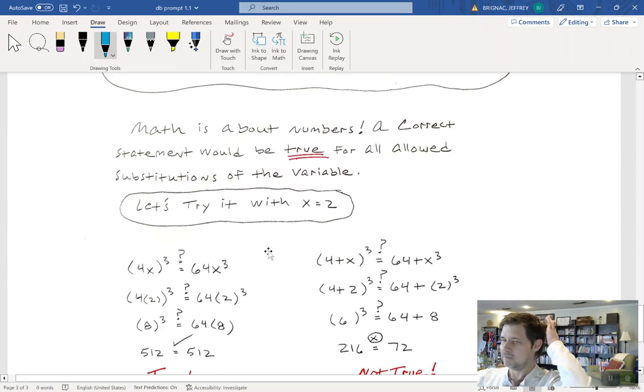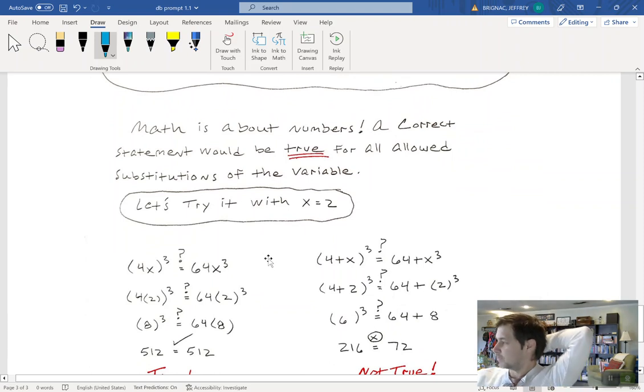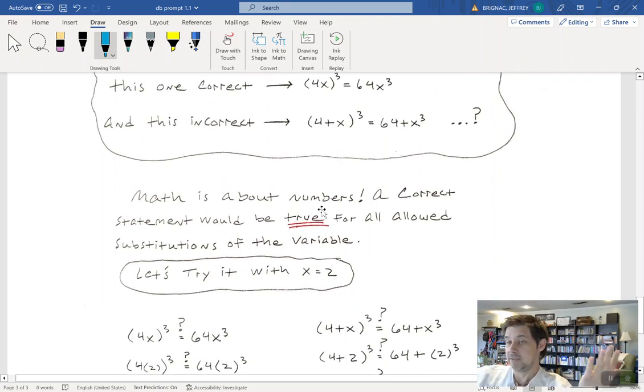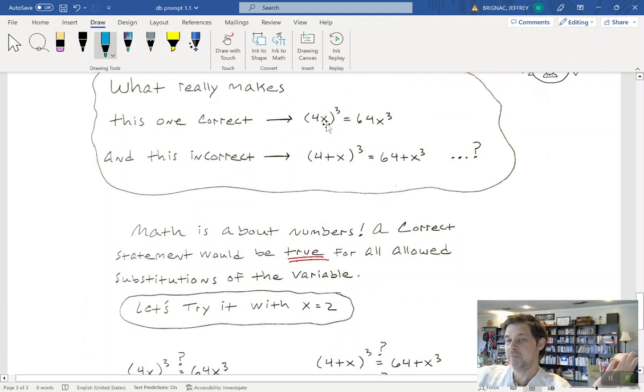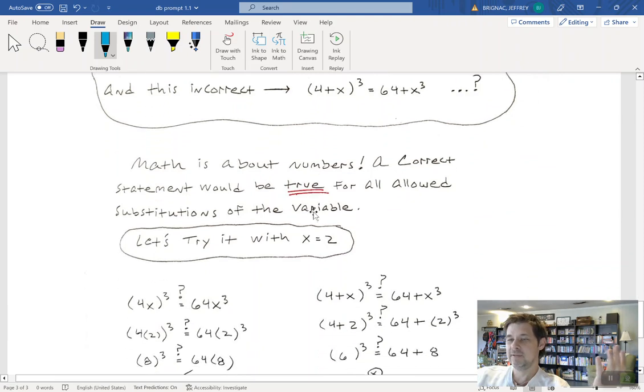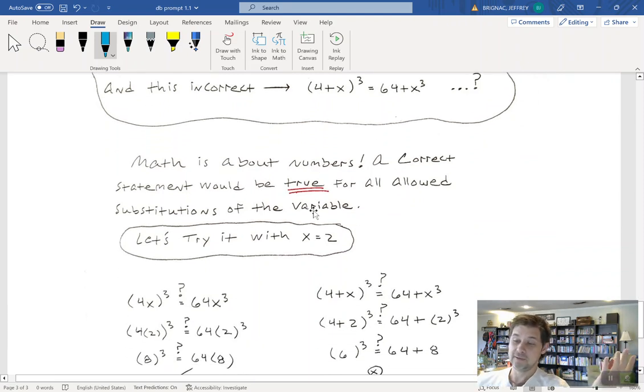Well, I'll mention to you this way. And you might lose this perspective when you take college math classes, but math is about numbers, okay? Algebra is about numbers. Algebra is math. And so when we put x's and y's and z's and we put letters everywhere, at the end of the day, those are going to be numbers. So math is about numbers.